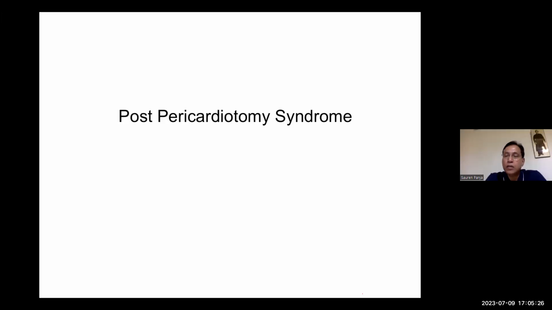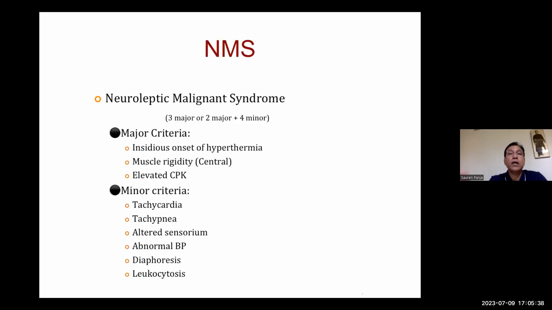Yeah. So it may happen after acute coronary syndrome, where it is Dressler syndrome, and after surgery it is post-pericardiotomy syndrome. The basic mechanism is more or less the same. And about neuroleptic malignant syndrome, there are different kinds of criteria. So these are the major and minor criteria. Okay, for the time constraint, I am not going into details because I need to go for the approach also.